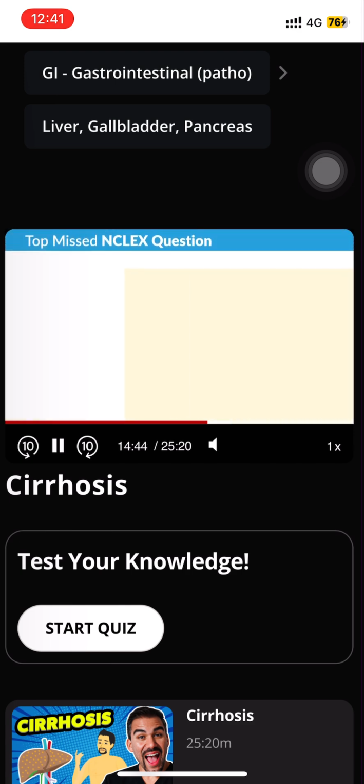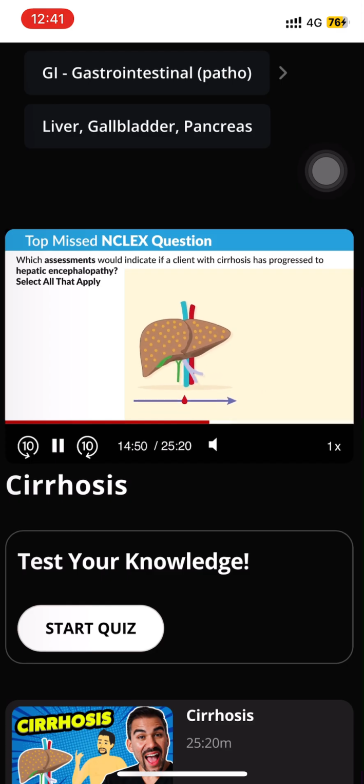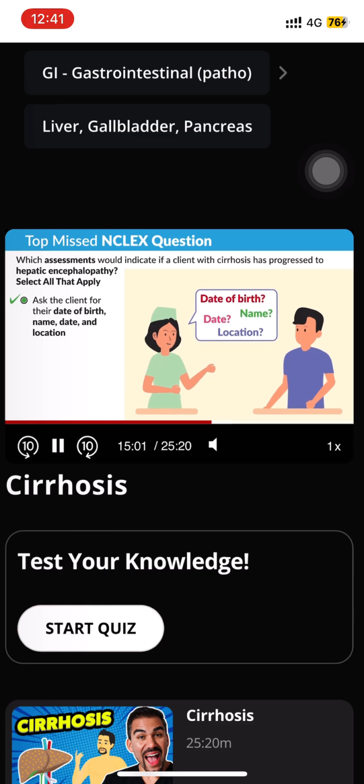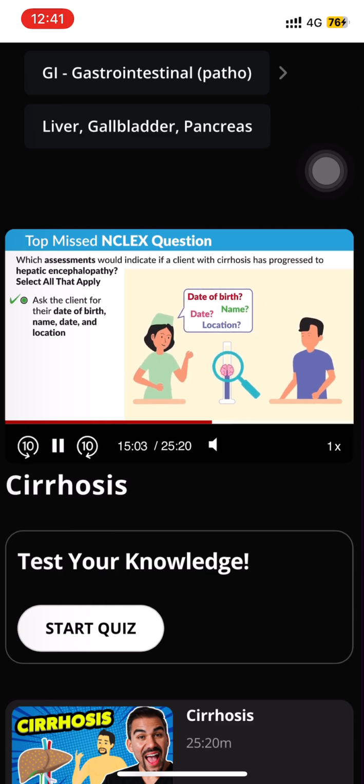Now, the top missed NCLEX question from this section. Which assessment would indicate if a client with cirrhosis has progressed to hepatic encephalopathy? Select all that apply. Ask the client their date of birth, name, date, and location. Yes, these four questions are to monitor mental status, to see if the client is oriented.